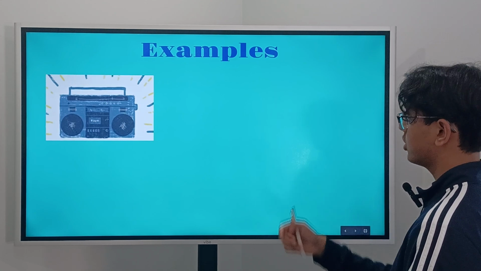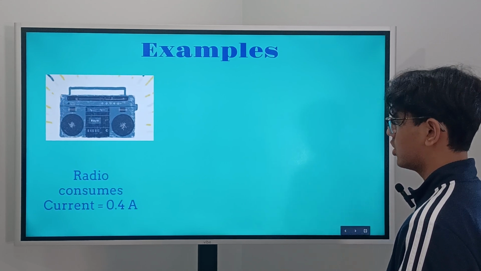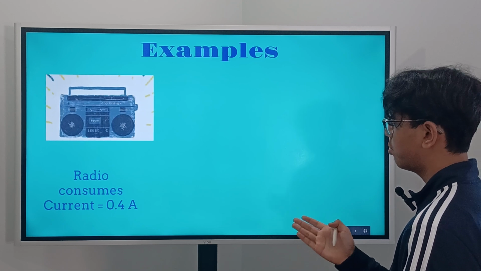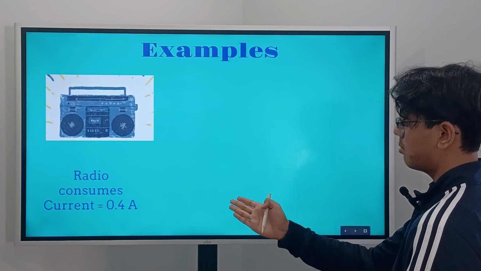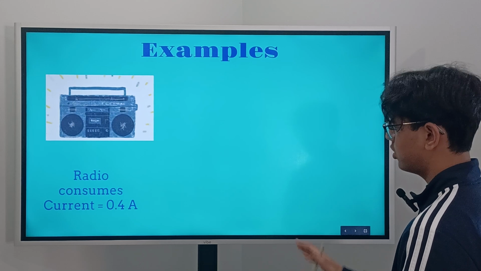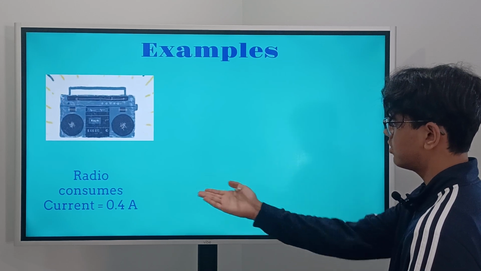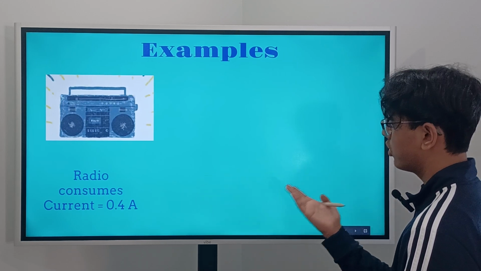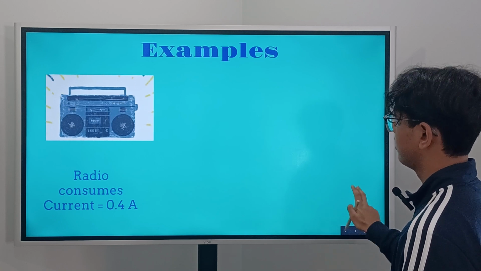So let's first look at a radio. A radio consumes a current of 0.4 amps. If we go back to our coulombs, the amount of coulombs that this radio would be using would be 0.4 coulombs per second.